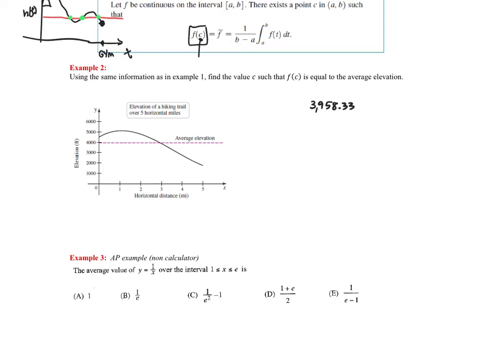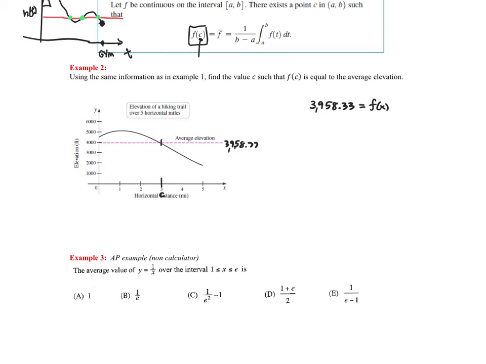Okay, so what I'm basically doing here is I've found the average elevation, 3958.33. I want to find this value c. I'm going to make the assumption that it's right around 3. But all that I do is I set that equal to f of x. I use my calculator and I solve.